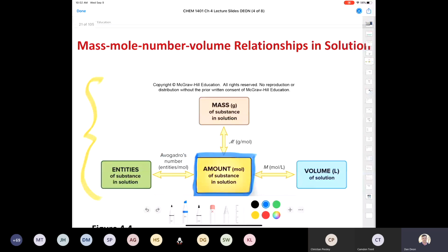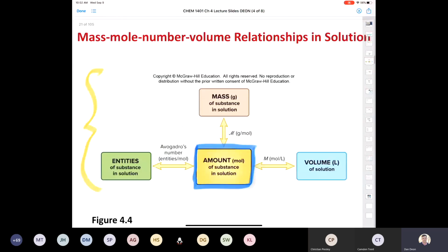Doesn't matter. I can sit here and ramble on for a while, but the point is that you can always use the mole to relate between number of entities, mass, and volume, and we've done this. If you're not sure what this slide's for, Mr. Dion, what do these arrows mean? Look, if you understood the problems that we just did, you understand this slide.